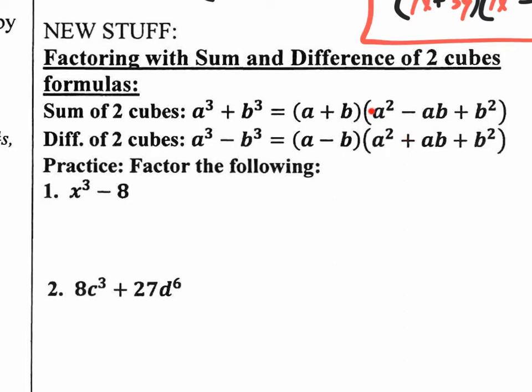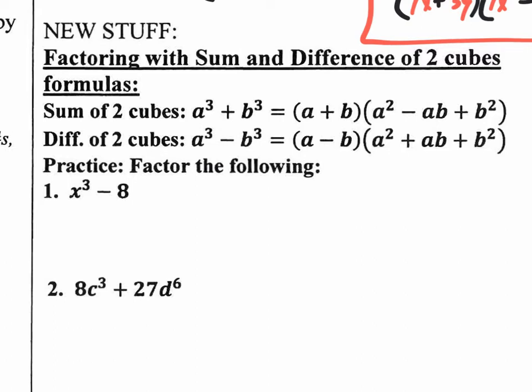Will a squared always be positive? Yes. Will b squared always be positive? Yes. How could you remember that? Well, if you square anything, it'll end up being positive, right? So that's another way of helping you remember that a squared is always positive on both. B squared is always positive on both. All right, so now it's time to show you how it actually works.